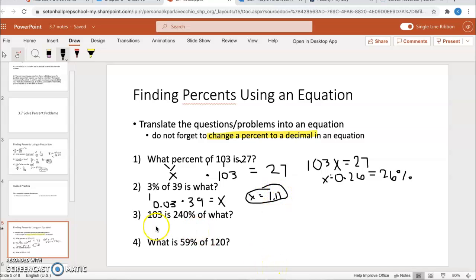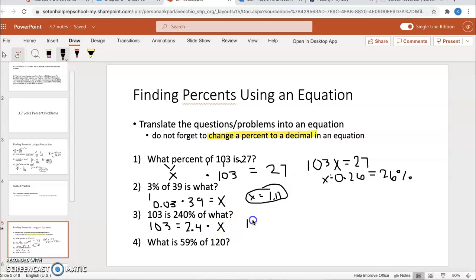In this following example here, we have a little bit different setup again. We have 103. Is means equal. Our percent, we have to change that to a decimal, so we're going to move it over once, twice to the left and have 2.4. We have our of for multiplication, and x is what we don't know.